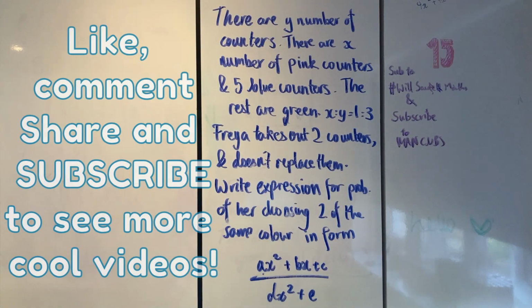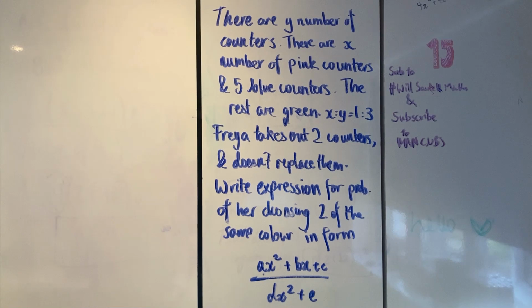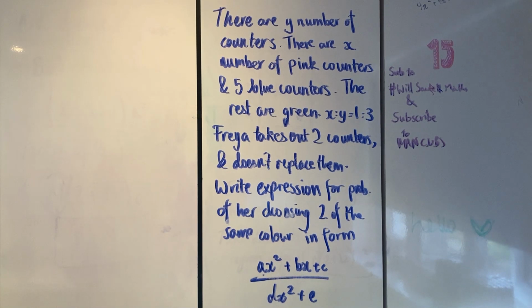So today was paper 3 of GCSE Maths, and this question was found very difficult on the Edexcel paper. It's mixing some algebra and some probability. So we've got y number of counters, there are x number of pink counters and 5 blue counters. The rest of the counters are green.